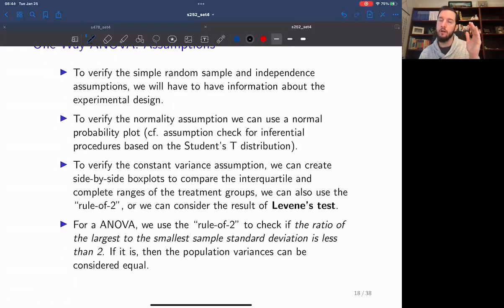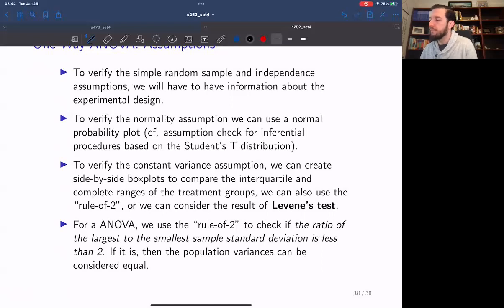So we're going to talk about assumption checking for the ANOVAs in a separate part of the course. We're going to describe the assumptions first, give a general description of how you can check it, and then we'll look at how we would do this directly.